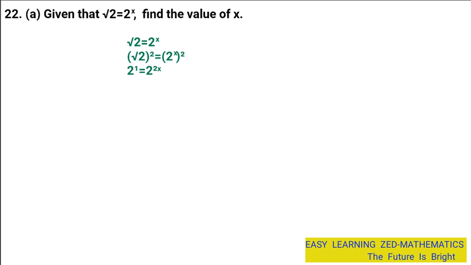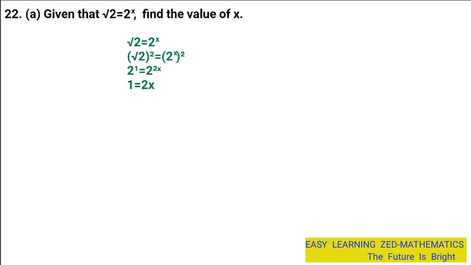So here we have 2 raised to the power of 1, so I'm going to write 1 here, which is now equal to the power, which is 2x. Okay, here I've ignored the bases, so I'm just focusing on the indices, on the exponents. So 1 is equal to 2x, those are the indices, those are the exponents.